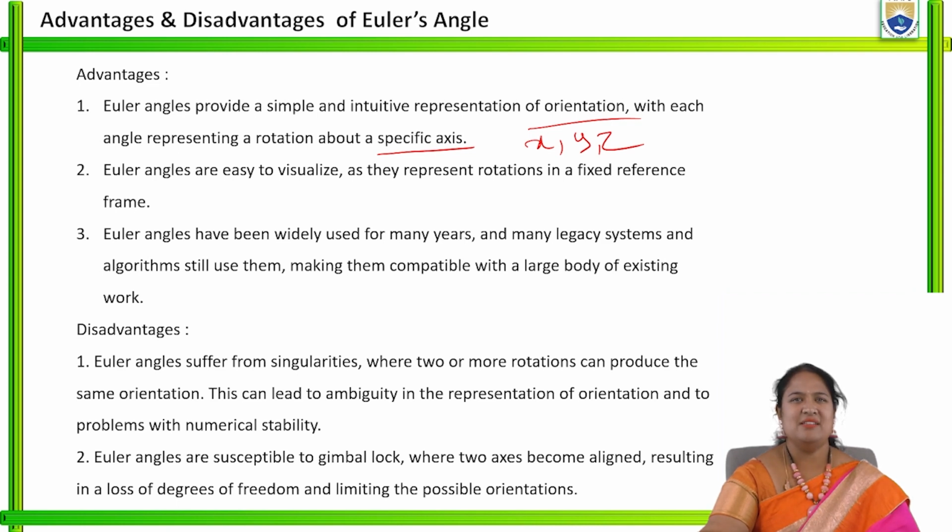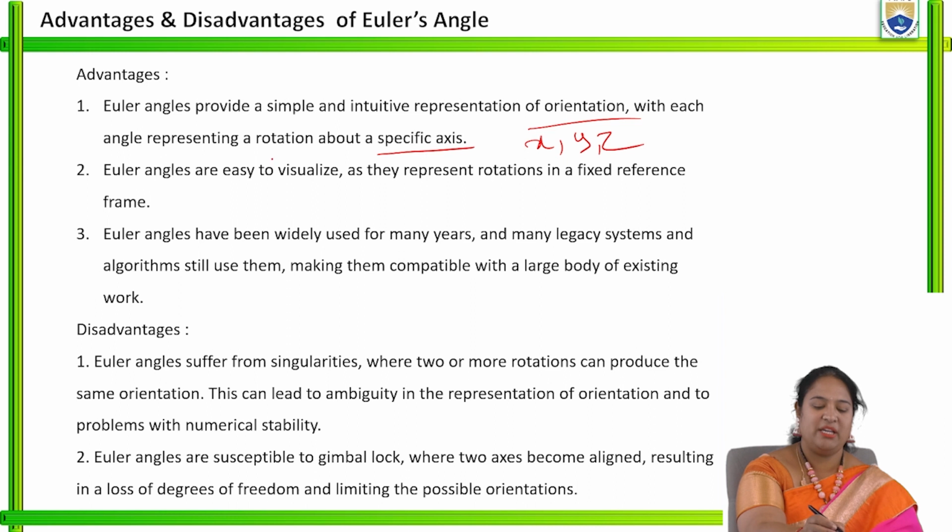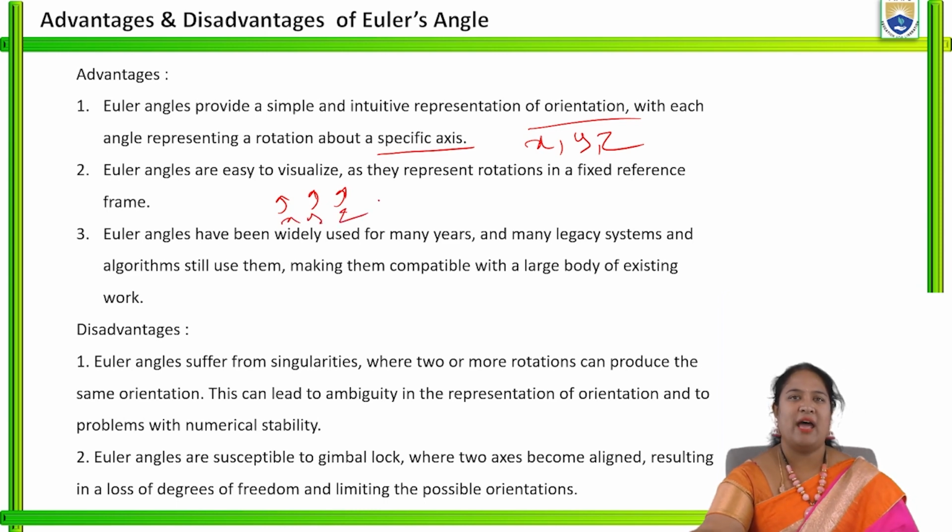The next advantage is that Euler angles are easy to visualize, as they represent rotation in a fixed reference frame. Euler angles can be easily found as the rotation is about its own axis. That is, x, y, and z are rotated about their own axes. The visualization and representation of this particular rotation about its axis will be easy. That is the second advantage of the Euler angles.